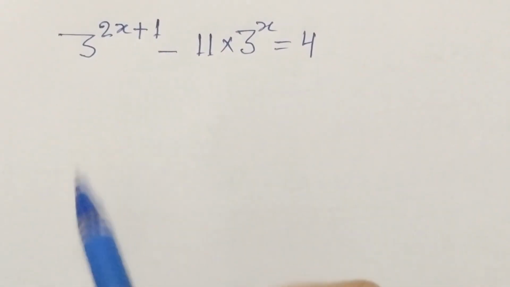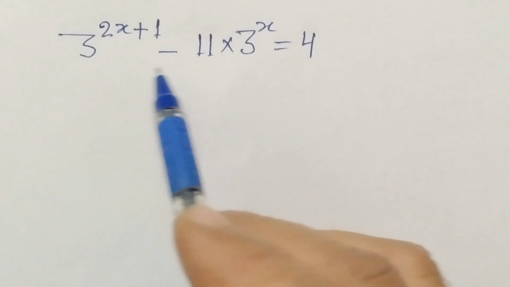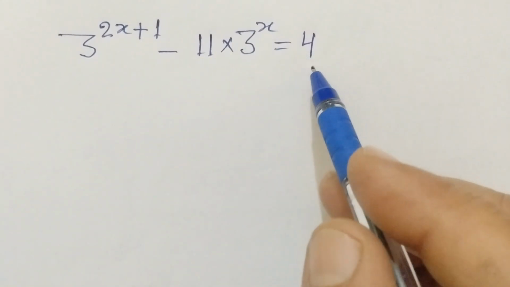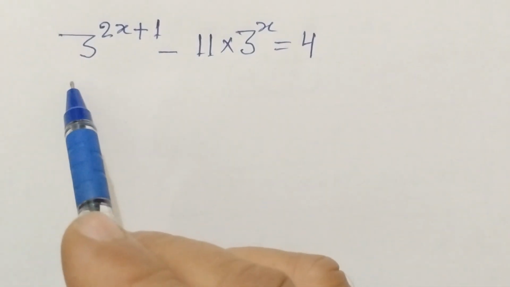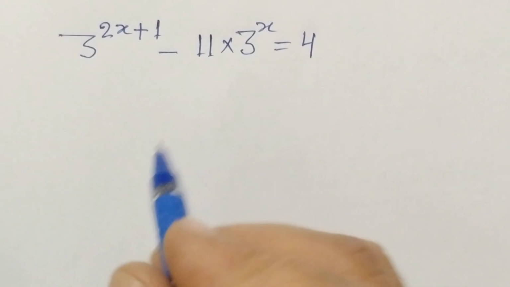Hi friends, welcome. Here we have a nice exponential equation: 3 to the power 2x plus 1 minus 11 into 3 to the power x is equal to 4, right? Here we have to solve this exponential equation. So let's start.